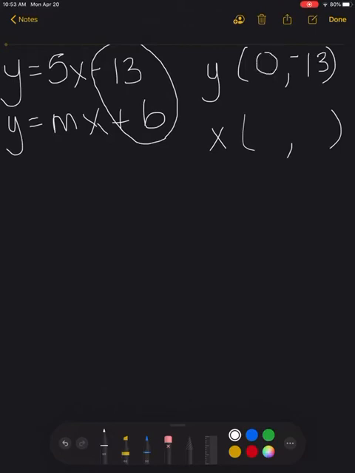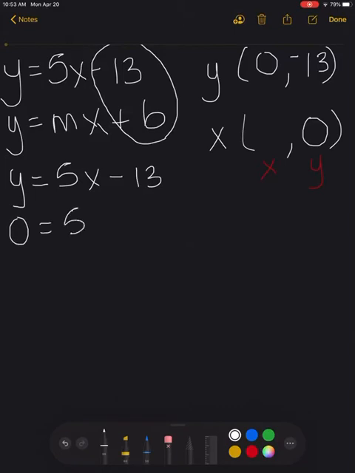So with that same bit of information, we can find the x-intercept by realizing that that's going to be where our y value is 0. So if we rewrote the equation y equals 5x minus 13, in order to find x, or our x-intercept, we would have to remember that that is where our value for y is equal to 0 and use substitution. So 0 equals 5x minus 13. And again, we're going to solve for x, or in this case, our x-intercept.